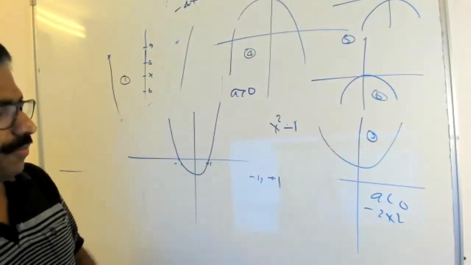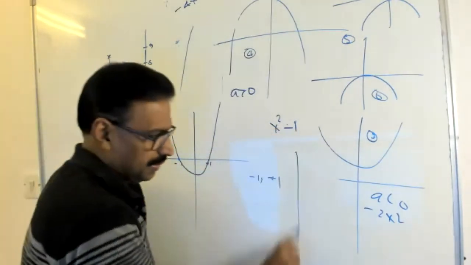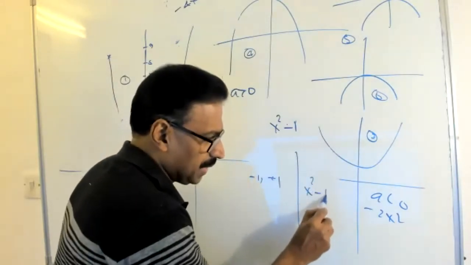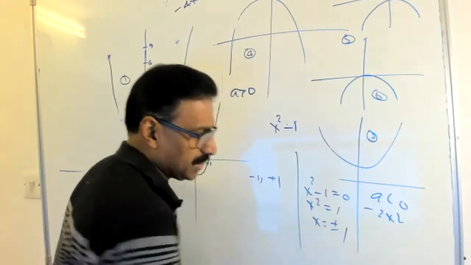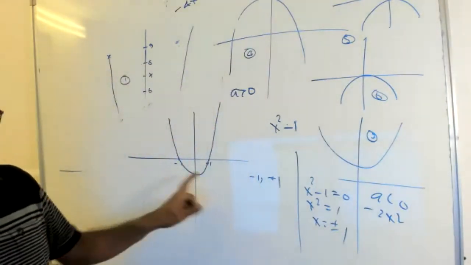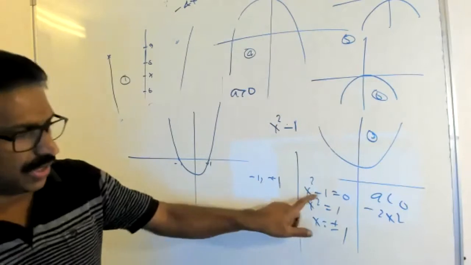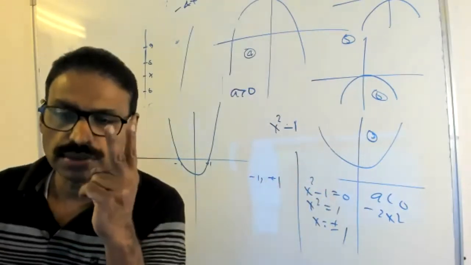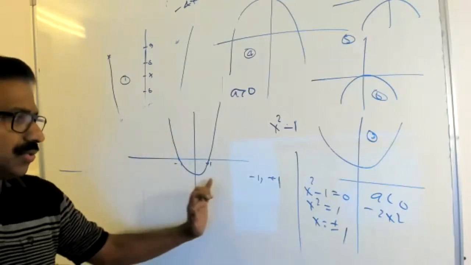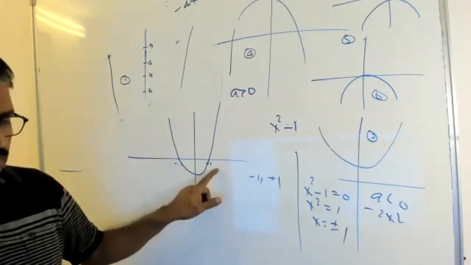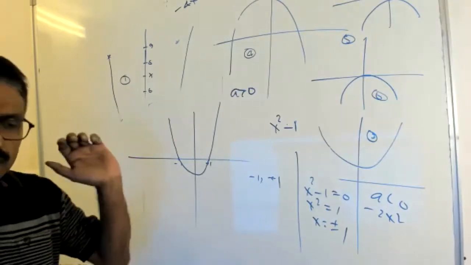Listen here, one polynomial x square minus 1. How to find the zero? x square minus 1 equal to 0, x square equal to 1, x equal to plus or minus 1. So this will be the graph. See, x square minus 1 has 2 zeros. Why? The graph is passing through 2 points, minus 1 and plus 1. So the zeros are minus 1 and plus 1.